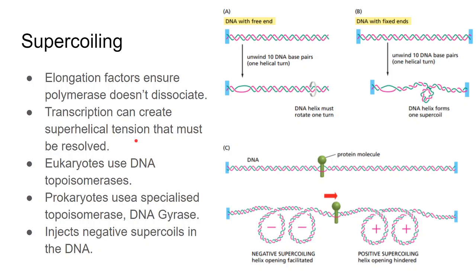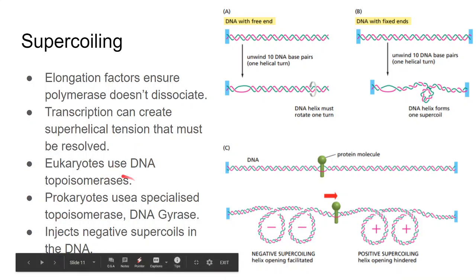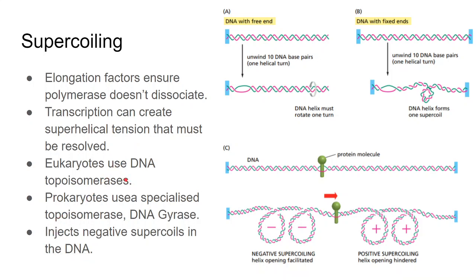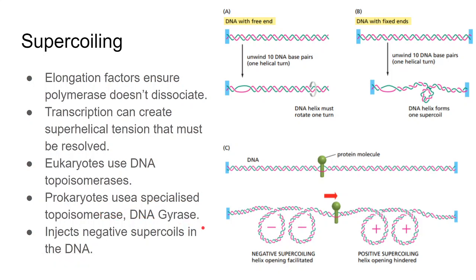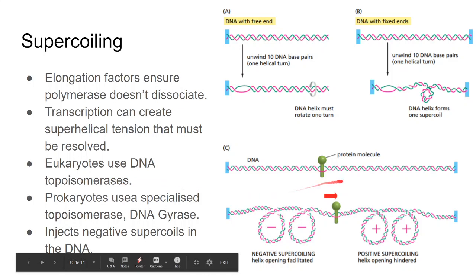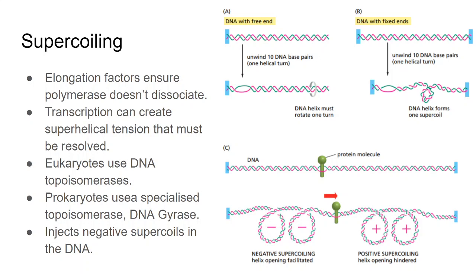To resolve this supercoiling, you need DNA topoisomerases. We've discussed topoisomerases in DNA replication. Prokaryotes use a specialized topoisomerase known as DNA gyrase. A regular topoisomerase relieves these supercoils. What DNA gyrase does, in prokaryotes, is inject negative supercoils before the transcription machinery has reached.